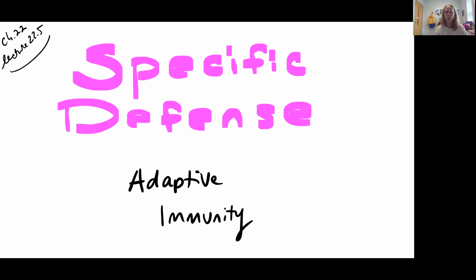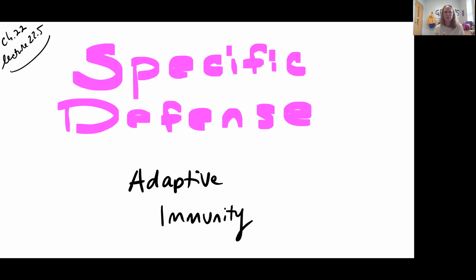So we are still looking at the lymphatic system, which is where we left off. We kind of stopped in the middle of that chapter with the discussion of the non-specific defenses, and we're ready to finish chapter 22 by exploring those specific defenses. Now, specific defenses can also be referred to as adaptive immunity because these are responses that require exposure to a pathogen before that defense mechanism is in place.